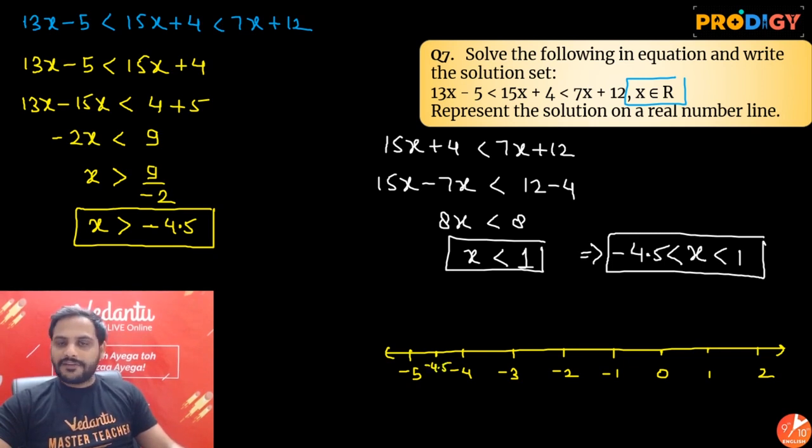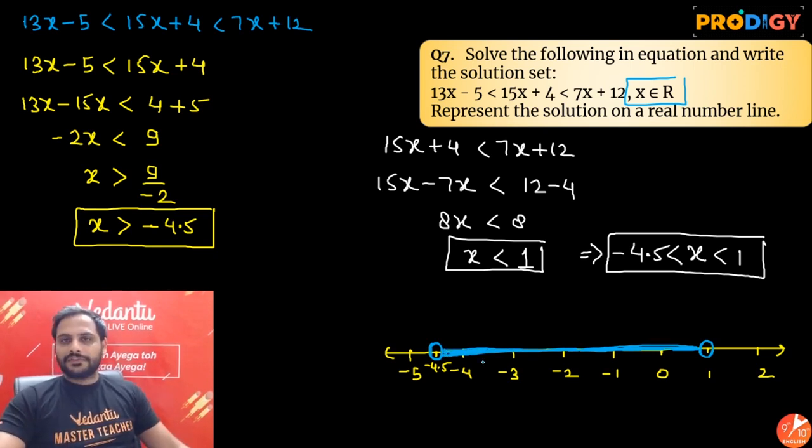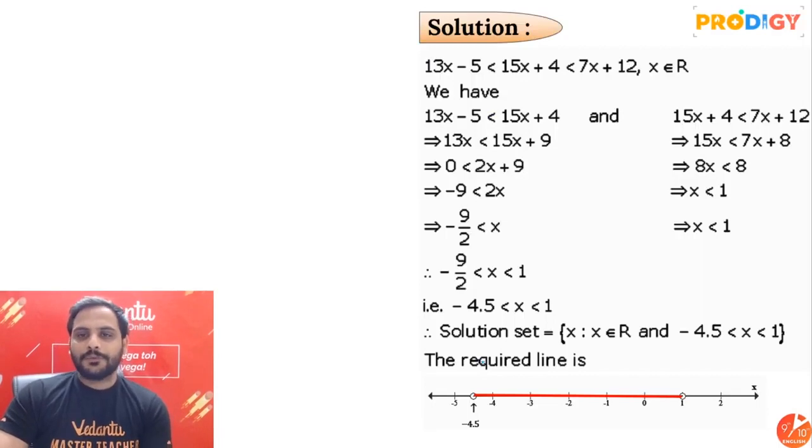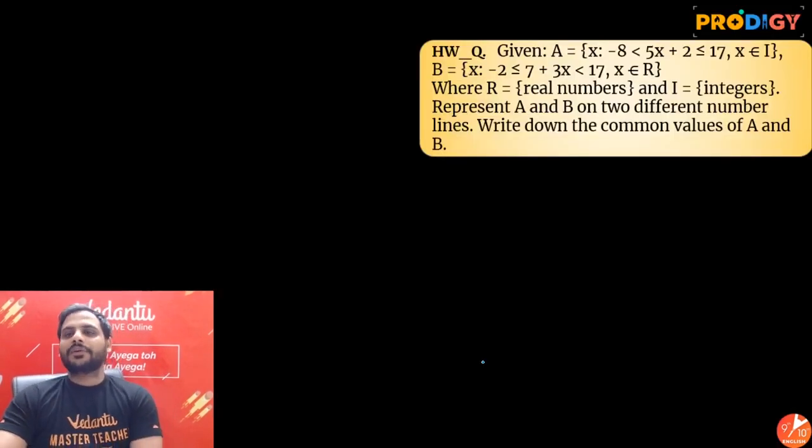Minus 4.5 is, beta, again not included. So I will keep a hollow circle at minus 4.5. And 1 also is not included, so at 1 also we have a hollow circle. And then I will join all the points. So this will represent the solution from minus 4.5 to 1. Alright beta, okay? So this is how the questions are done.